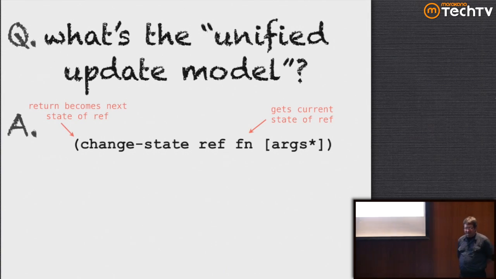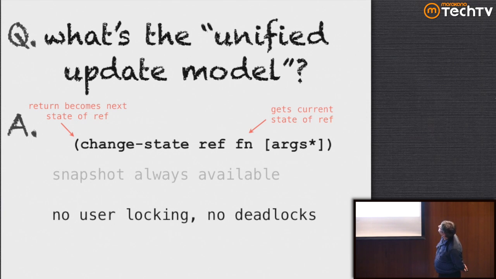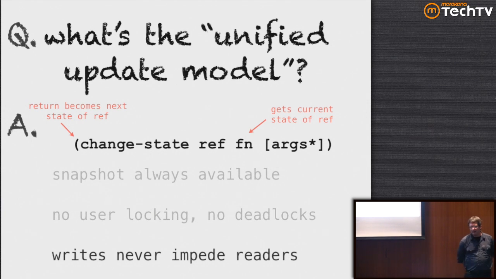So this is this idea of a unified update model. What you do is you have a function that changes the state from a reference using that anonymous function for its value. Snapshots are always available, no user locking and no deadlocks. Writers never impede readers, never a deadlock, never a concurrency problem, never a collision.